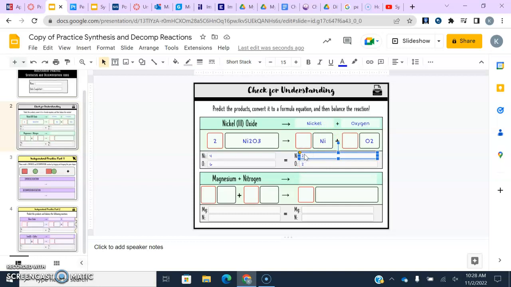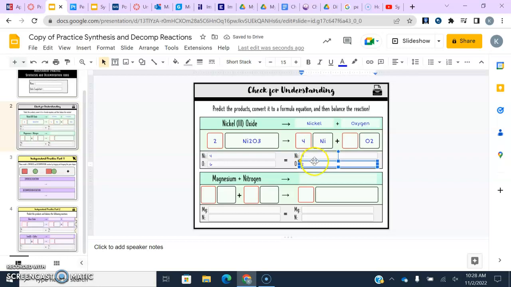I actually just had 1. Oops. Let me undo that really quick. I originally started with 1. So if we have 4 nickel on the left and we have 1 nickel on the right, we'll have 4 nickel on the right. 4 times that imaginary 1 is 4.